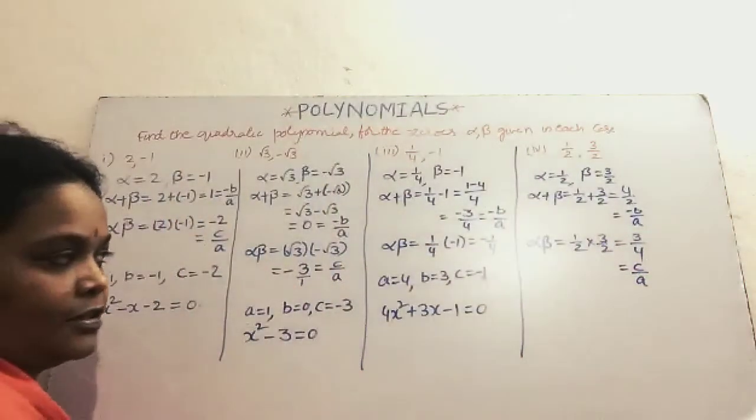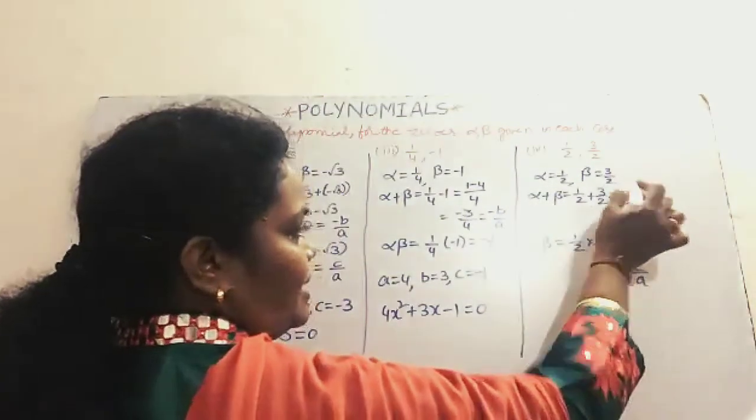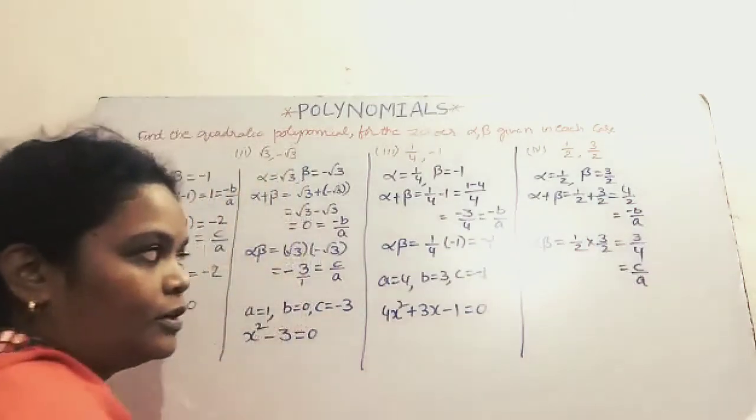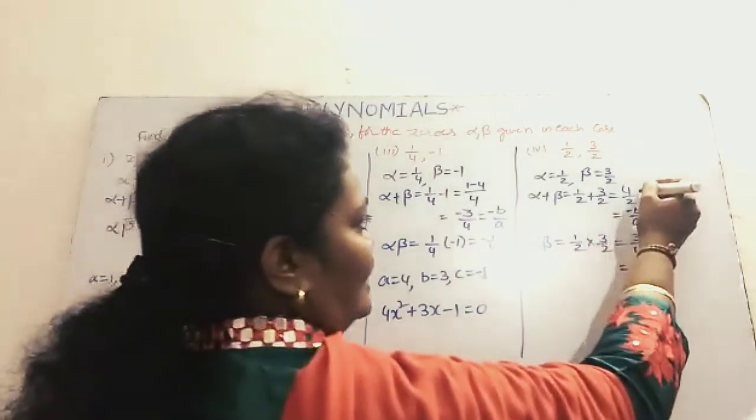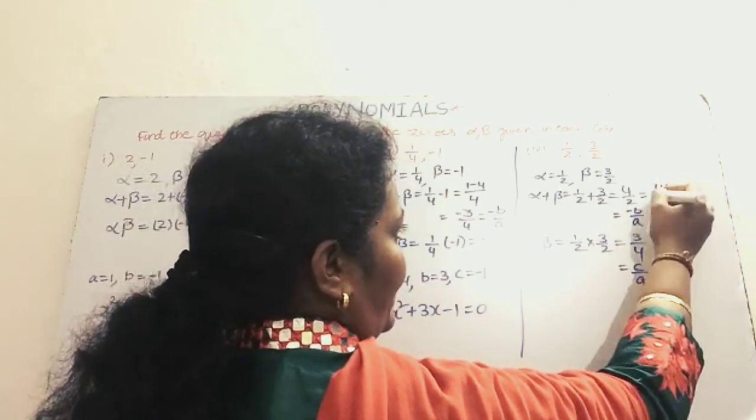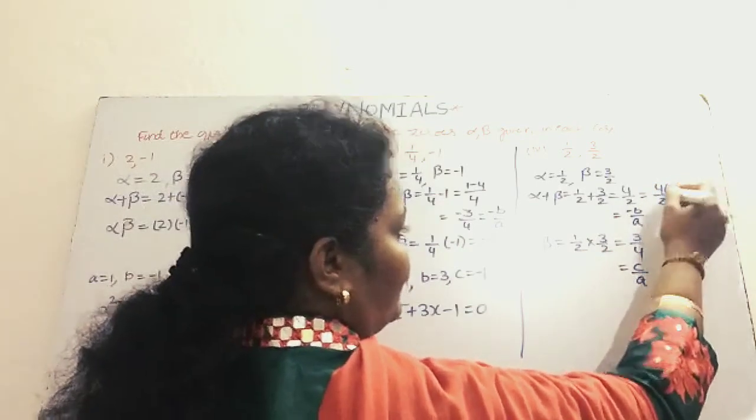Here observe, minus b by a, here a equal to 2 and here a equal to 4. Now I will take this equation as 4 into 2 by 2 into 2. Then what will we get?